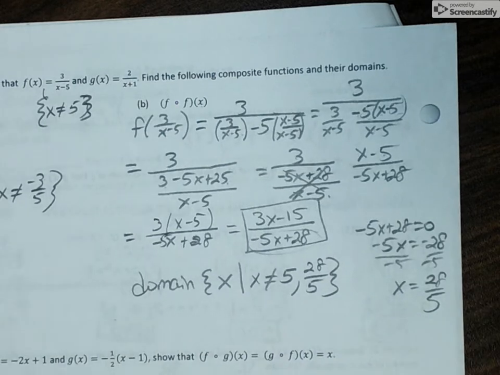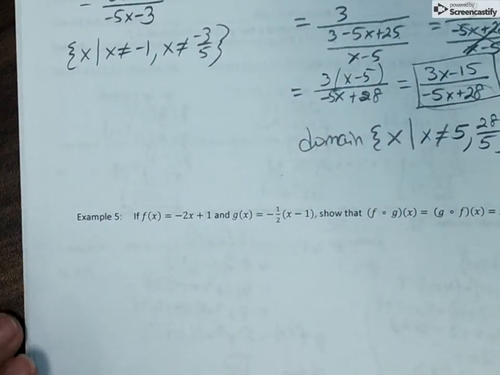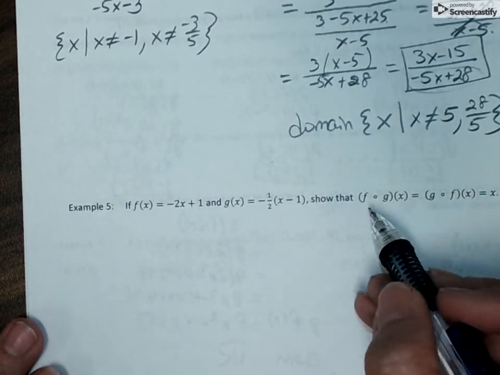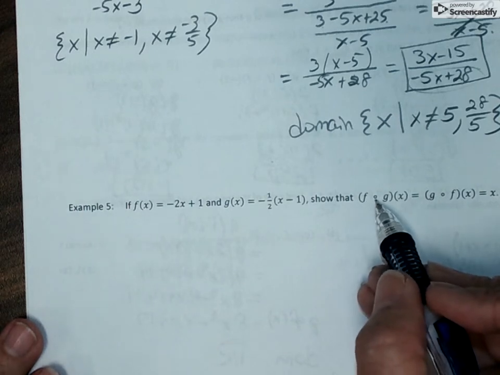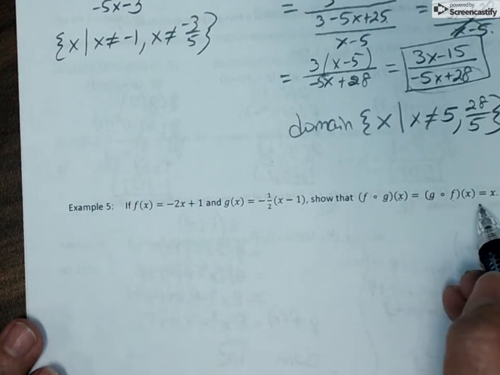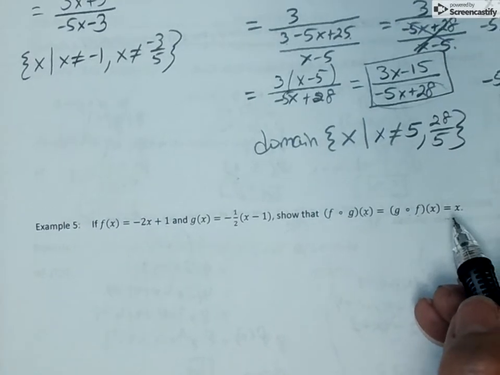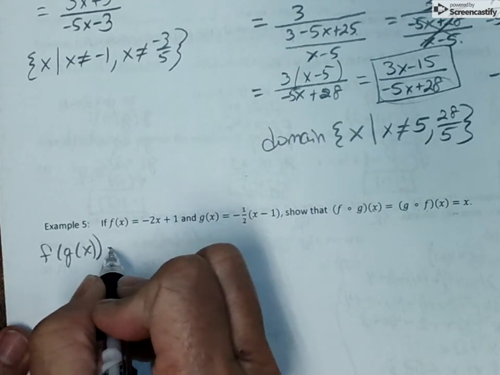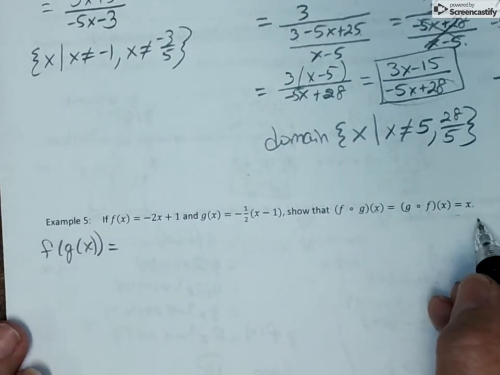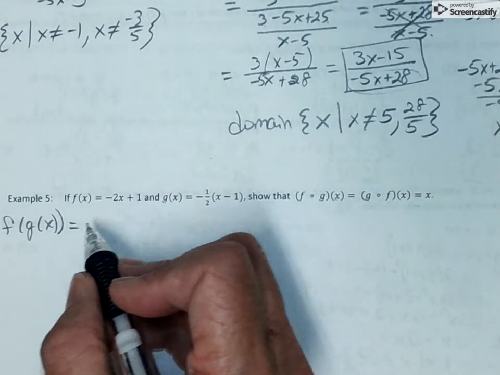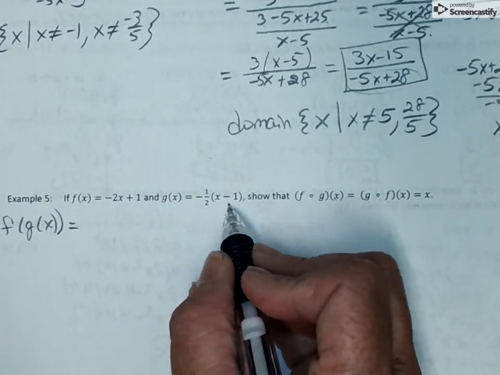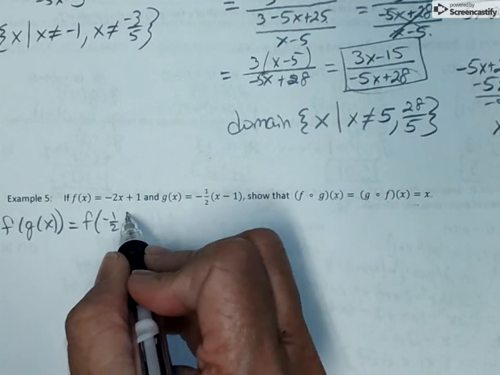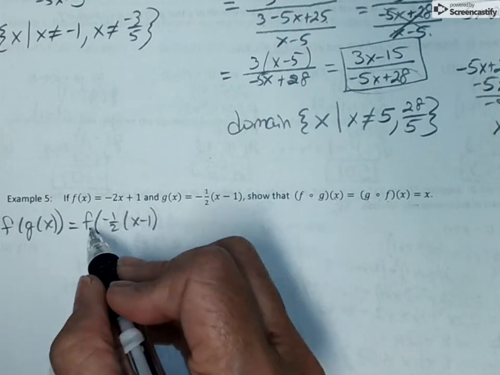Okay, let's try example 5. Okay, so we're given f of x, we're given g of x. And we want to see, does f composed with g of x equal g composed with f of x? That has a certain special meaning. So let's do this f of g of x. We want to show that they both equal x. Okay, let's see. So I'm going to take g of x, which is negative 1/2 x minus 1. So I'm going to be plugging negative 1/2 x minus 1 into f.